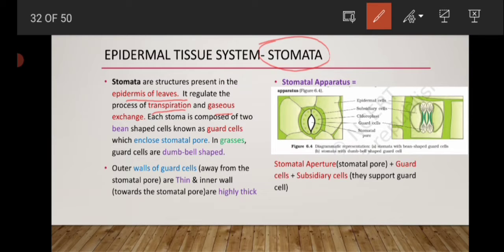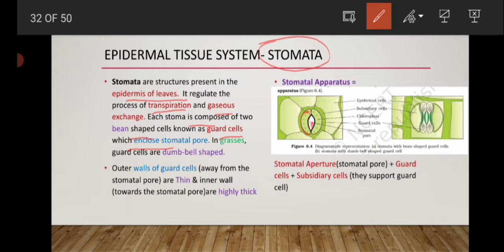Each stomata is composed of two bean-shaped cells known as guard cells. Here you can see a guard cell. So each stomata has two guard cells which enclose the stomatal pore. This hollow space is known as the stomatal pore. This pore is enclosed by the guard cells.